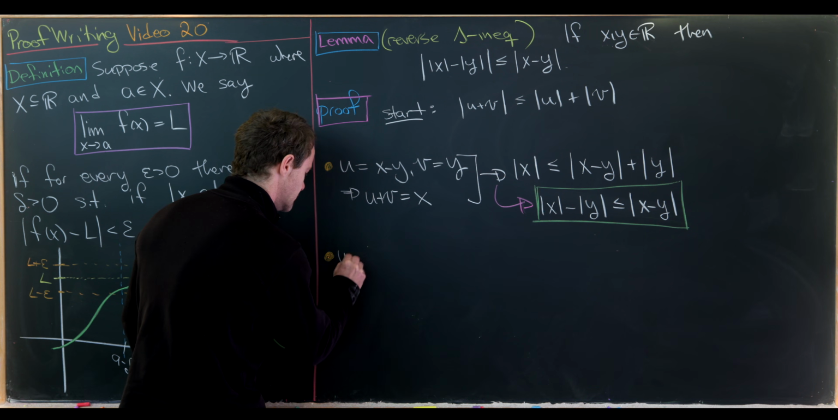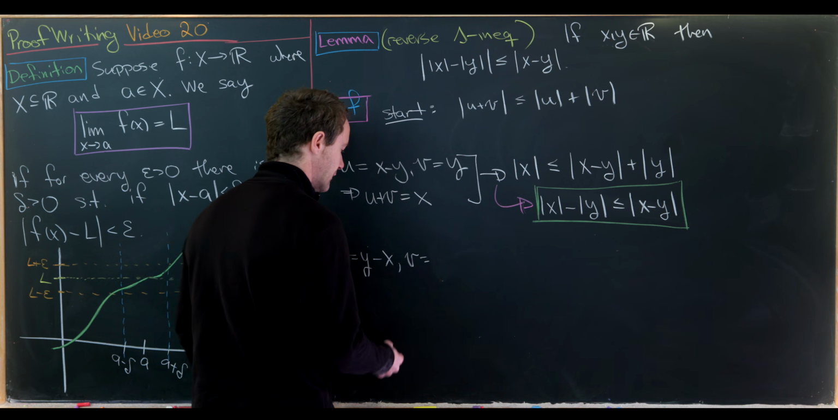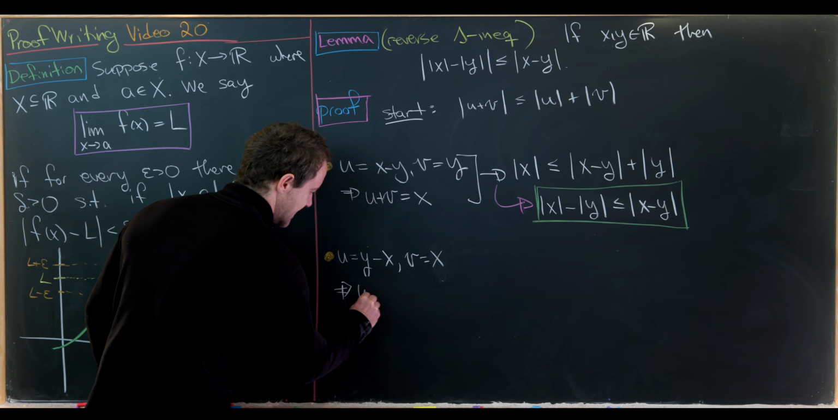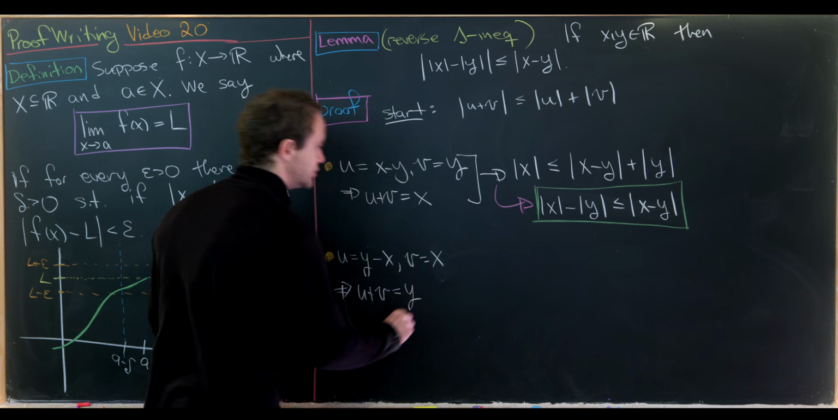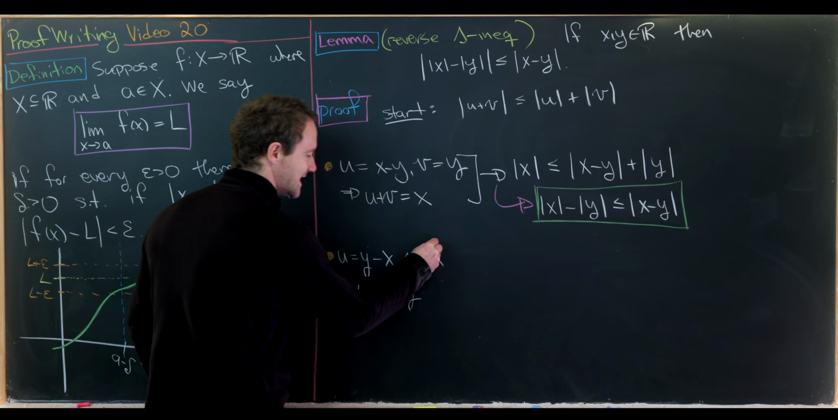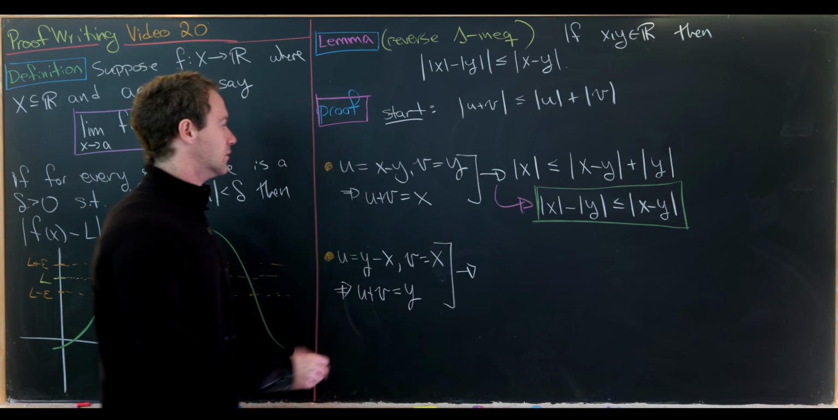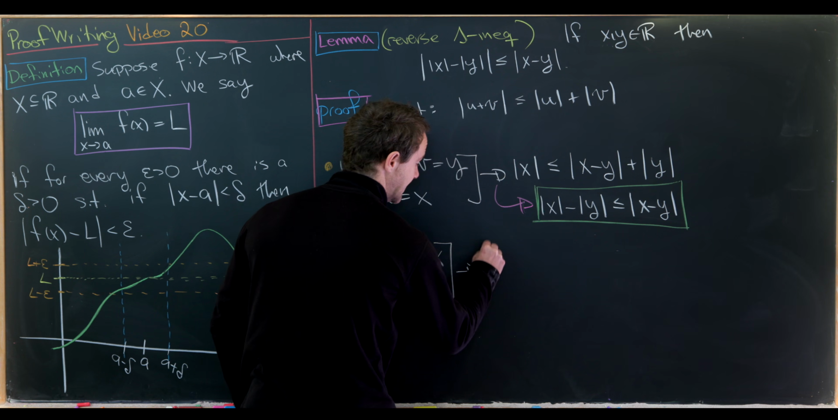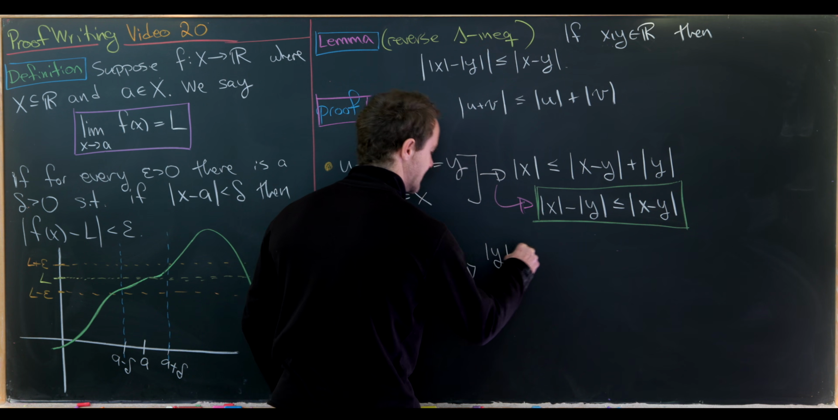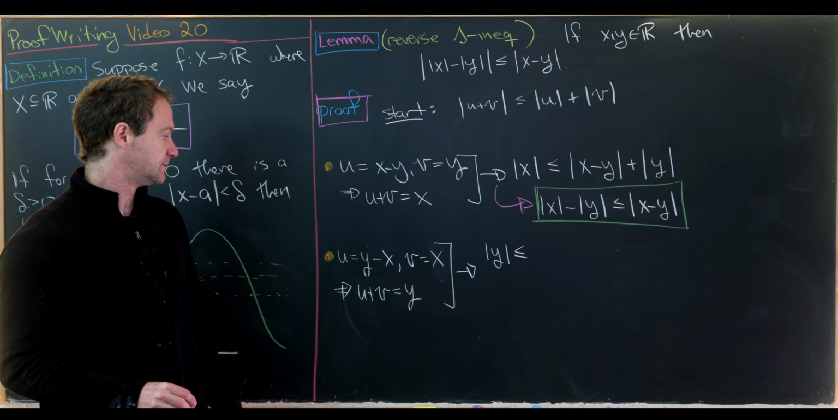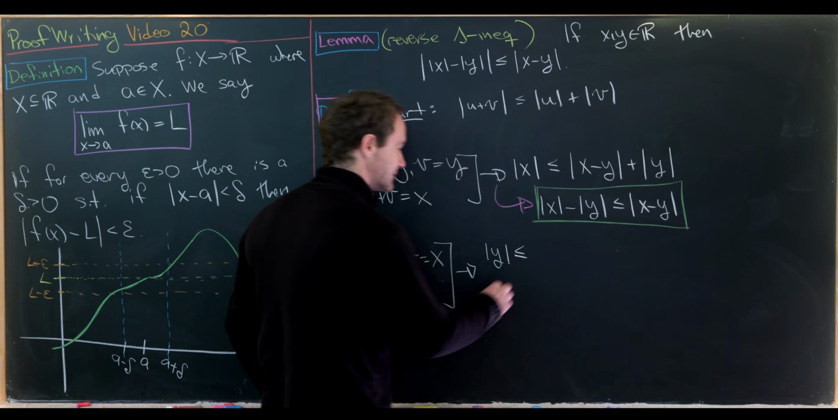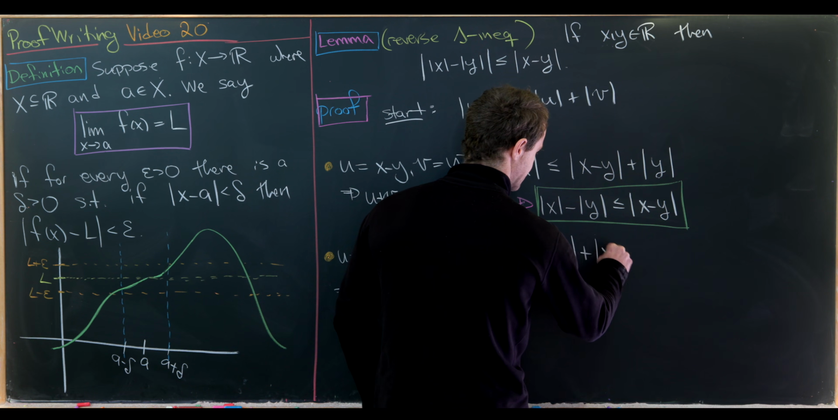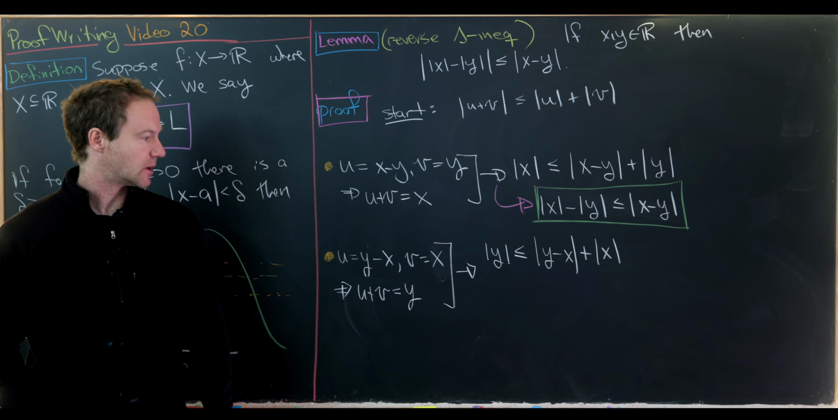Let's take u to be equal to y minus x, and we'll take v to be equal to x. So immediately we see in this case, u plus v is equal to y. So what does that do for us? We have u plus v in absolute values on the left-hand side. Like I said, that's y in absolute values. So we have the absolute value of y is less than or equal to u, which is the absolute value of y minus x, plus v, which was the absolute value of x. So something like that.